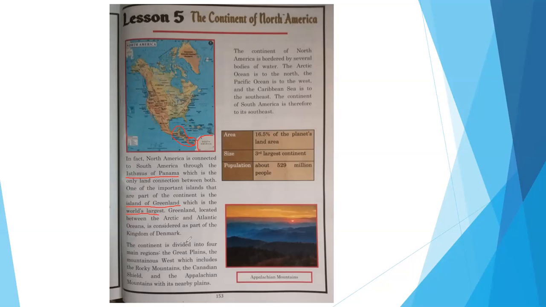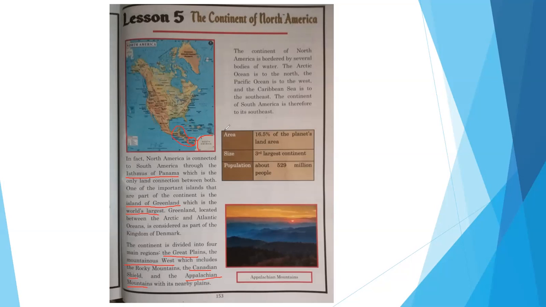The continent is divided into four main regions. Okay, so now we have the continent of North America, which is divided into four main regions: the Great Plains, the Mountainous West, which includes the Rocky Mountains, the Canadian Shield, and the Appalachian Mountains. Okay, so those are the four regions that North America is divided into.